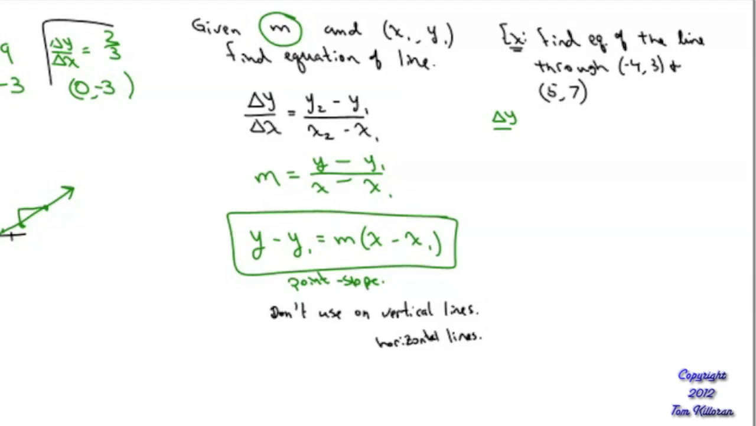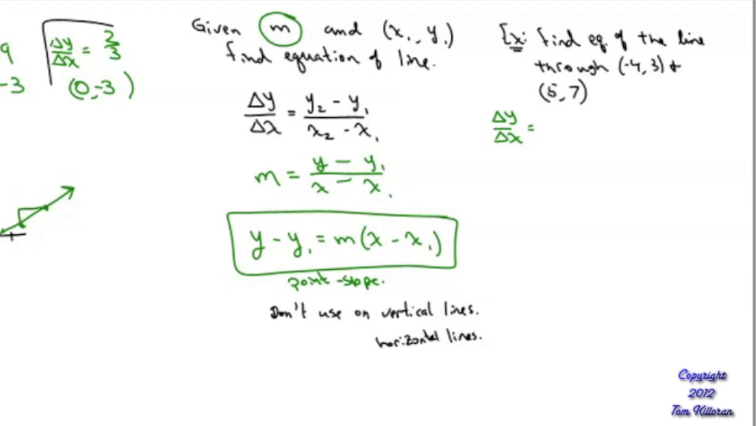So change in y over change in x is equal to. Which formula are you going to use? You need to find the slope first. So we're going to use this formula, but I need to find the change in y. How do you find the change in y? You take your y's and you subtract them.